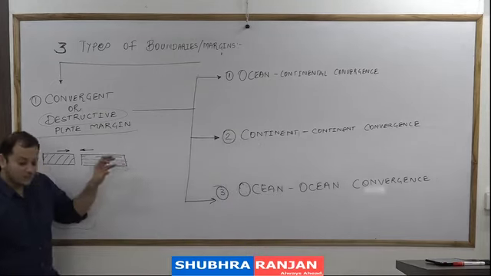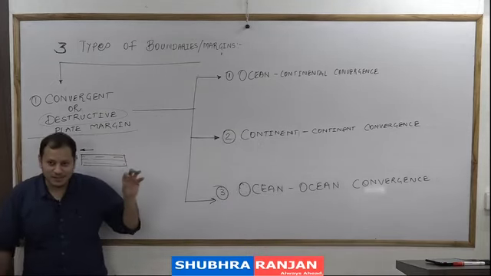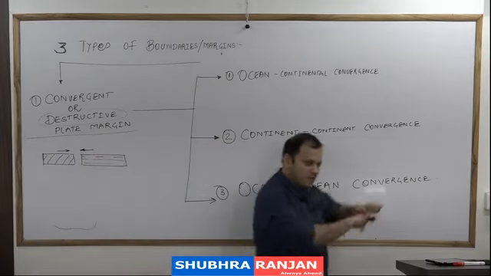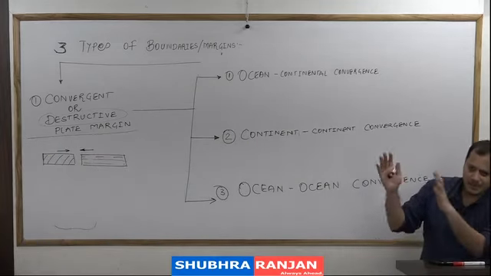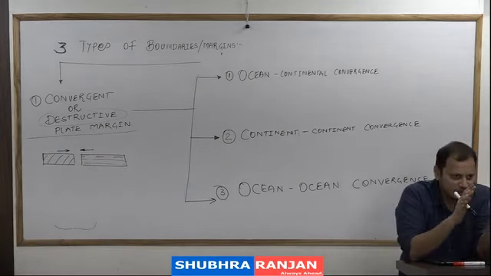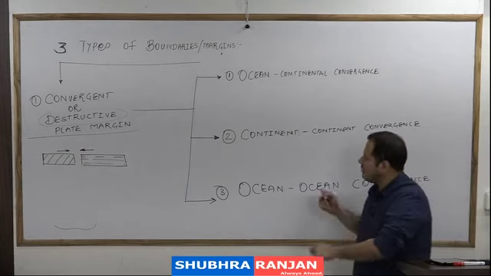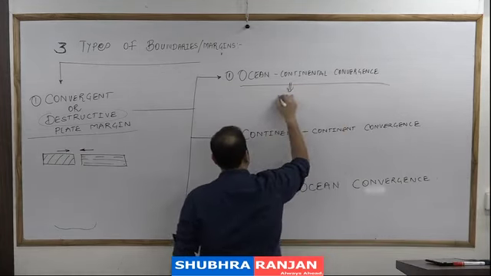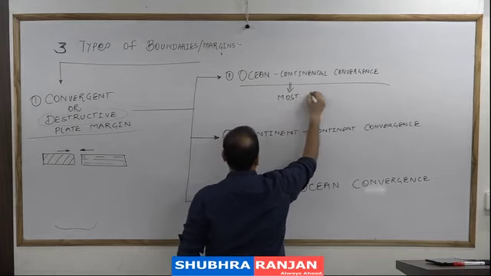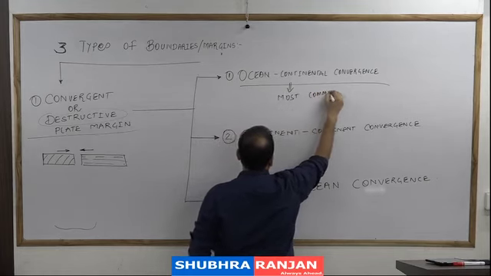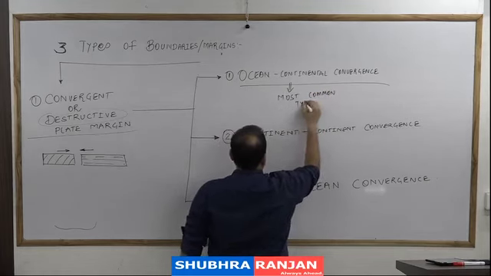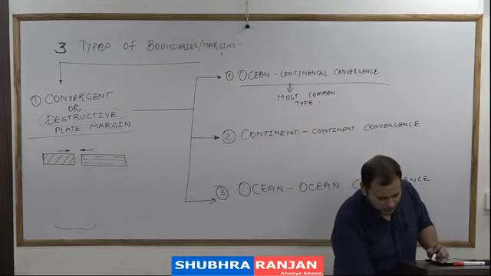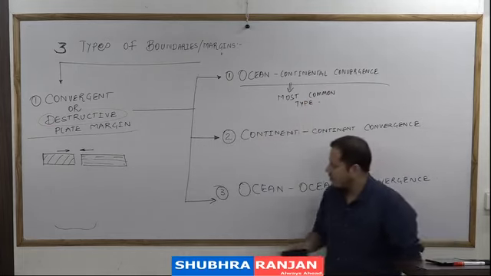Which will be the most common type of convergence among the three? Ocean continent convergence, because for most of the plates one margin is oceanic while the other margin is continental. So just remember that this is the most common type of convergence.